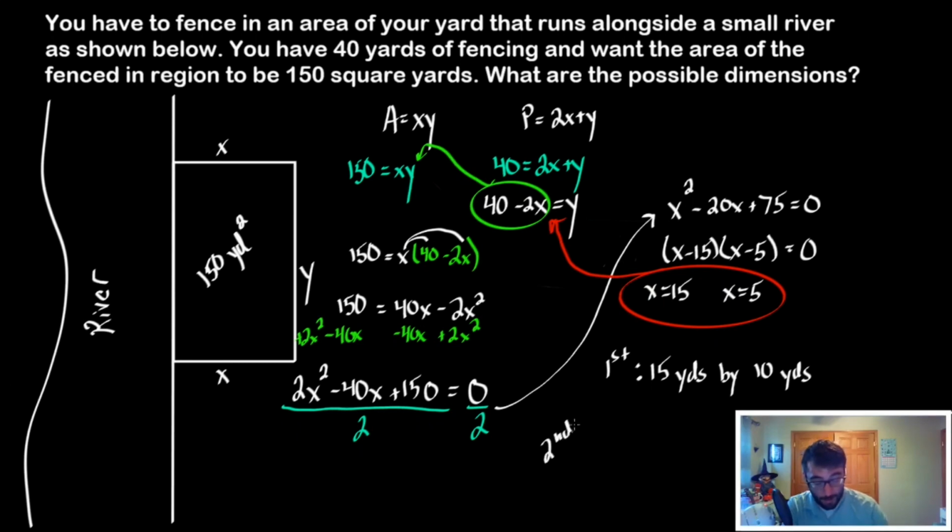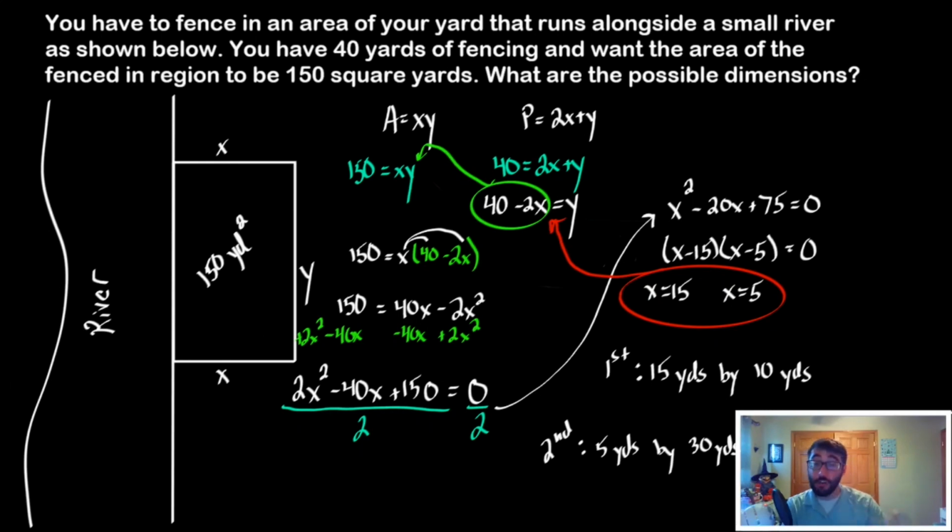And the second possibility would be, if the length was 5 yards, so let's say each of these were just 5 yards, then I would substitute that in here, that'd be 40 minus 10, so that would end up getting me 30. So one possibility would be a fence of dimensions 15 yards by 10 yards, and the other possibility would be a fence with dimensions 5 yards by 30 yards. So really wide one. This one's a little bit more uniform. And that is it. That is applications of quadratic equations and factoring.